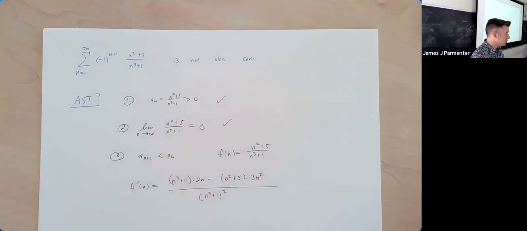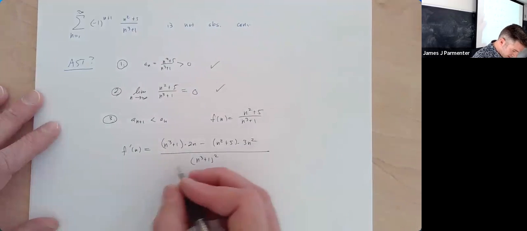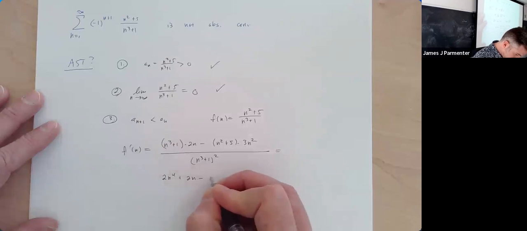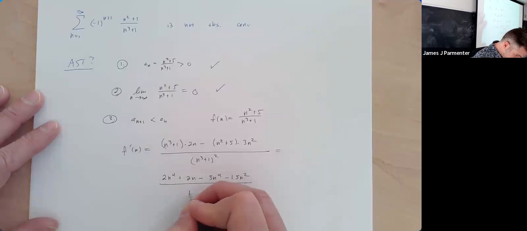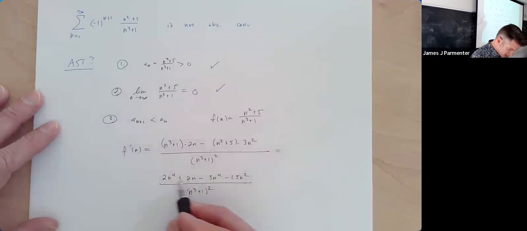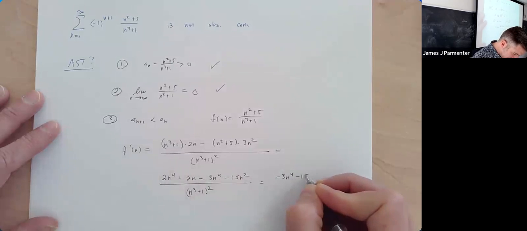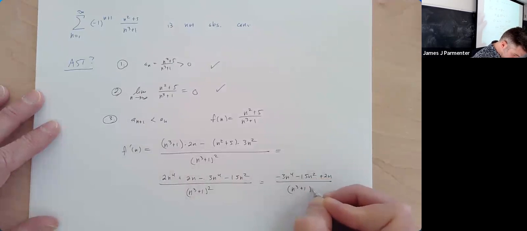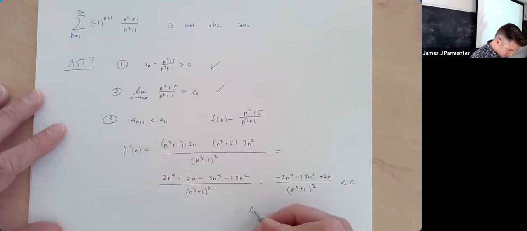And I'm always just going to be focused on the numerator because the denominator is always positive. So simplifying the numerator, I'm going to get 2n to the fourth plus 2n minus 3n to the fourth minus 15n squared all over (n cubed plus 1) squared. And then 2n to the fourth minus 3n to the fourth is negative 3n to the fourth minus 15n squared plus 2n all over something that's positive. And I think I can convince myself pretty easily that that is definitely going to be negative for any n greater than or equal to 1.